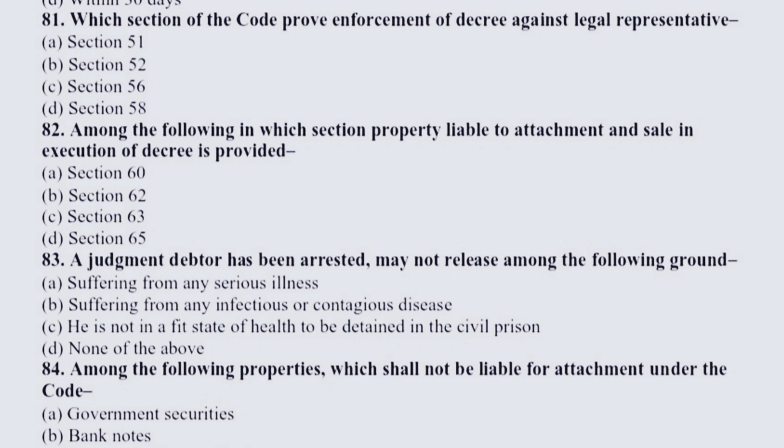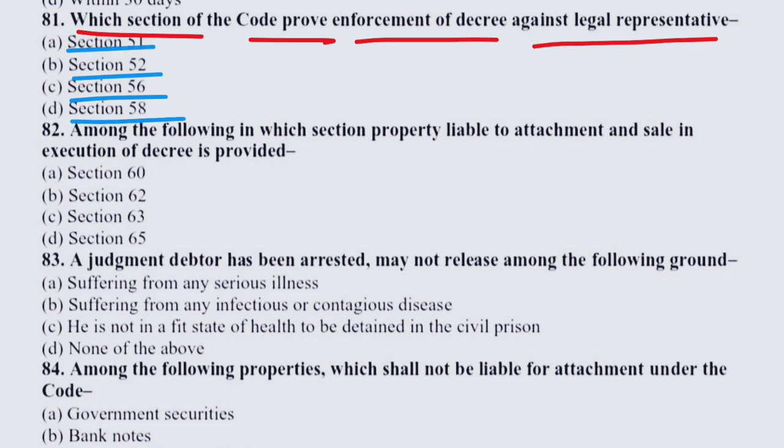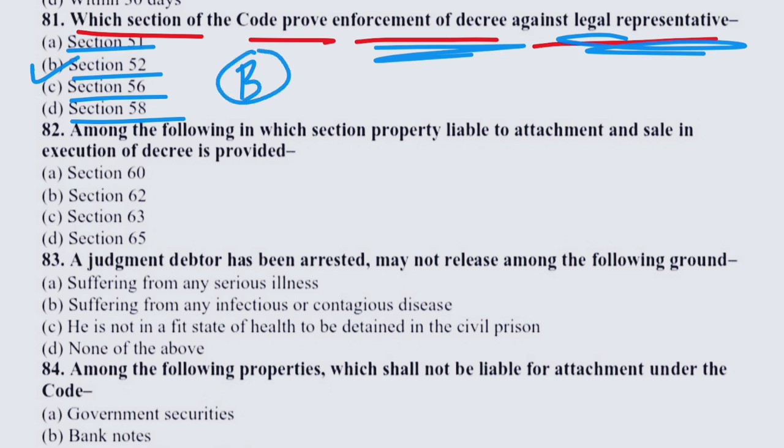First question: which section of the Code provides for the enforcement of decree against the legal representative? Options are section 51, section 52, section 56 and section 58. So in this case the correct option would be option B, that means section 52. As per the provision of section 52 of the Code of Civil Procedure, it provides for the enforcement of decree against the legal representative. So in this case option B would be the correct answer.